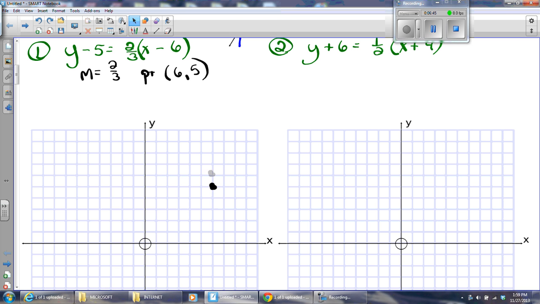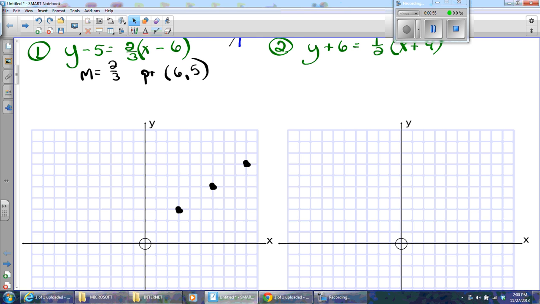So I'm going to rise 2 and run 1, 2, 3. Okay, here I can go down 2 and left 1, 2, 3. And there's my line, and I'll draw it in. And here I can go 1, 2, 2, 3. So I've got to go through that point right there.